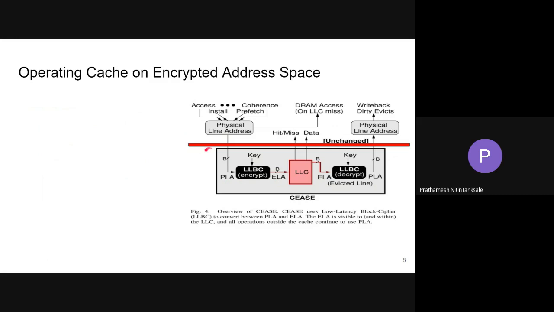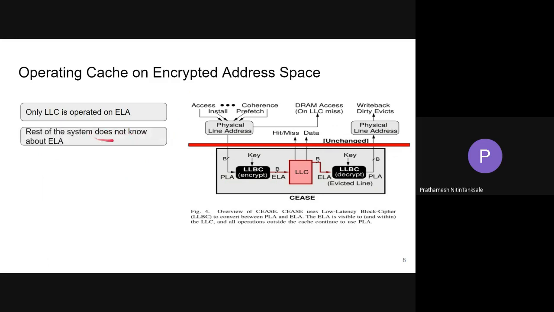Anything above the LLC is L2, and below the LLC is the main memory. These two don't know a thing about the encrypted address space. It is completely isolated. Only the LLC operates on the encrypted address space, and the rest of the system does not know about the ELA.